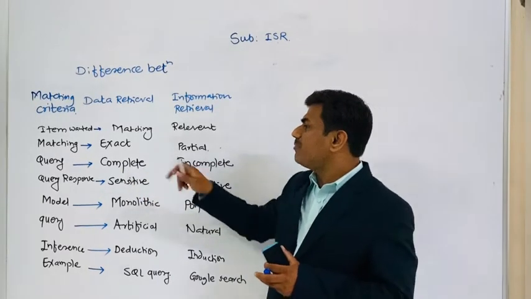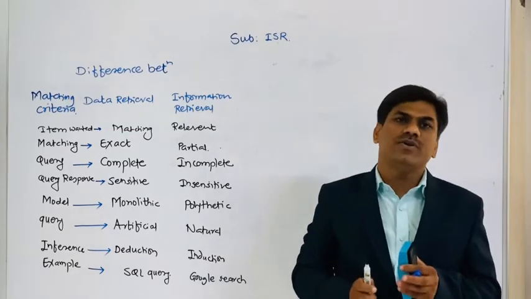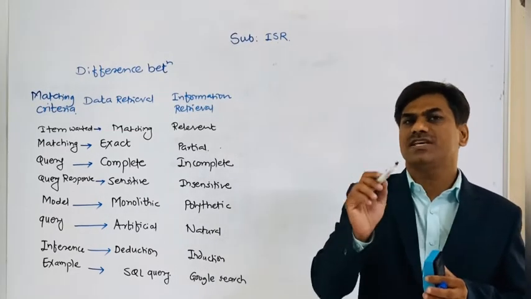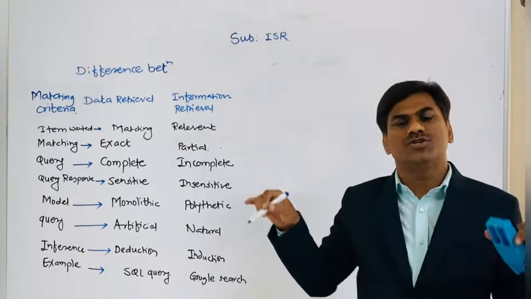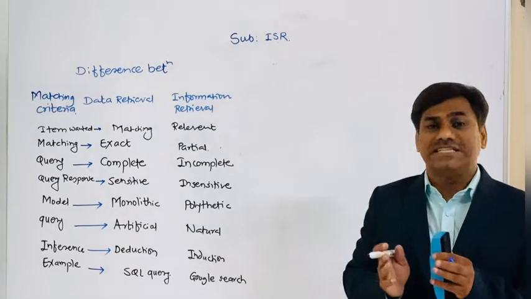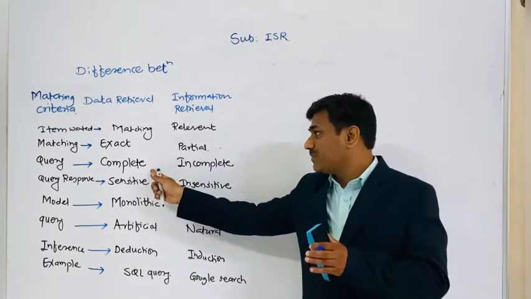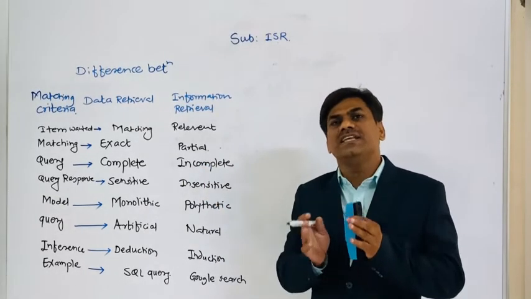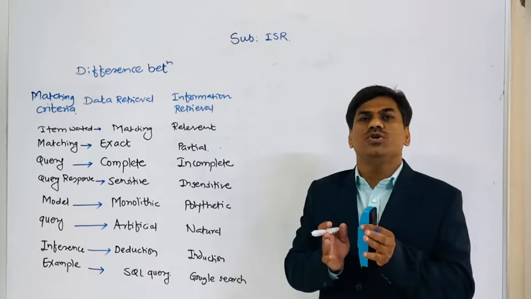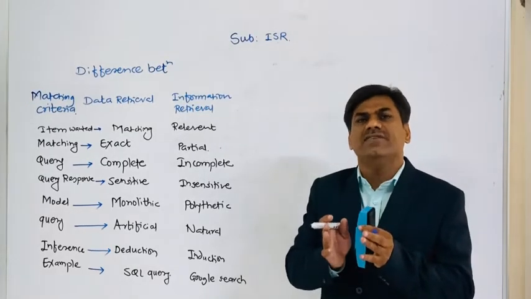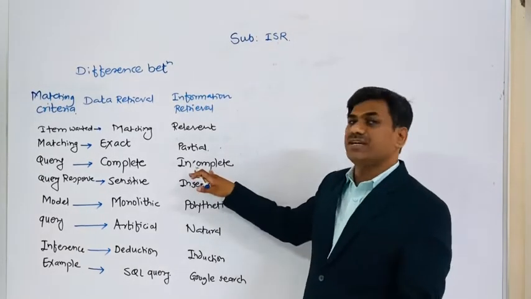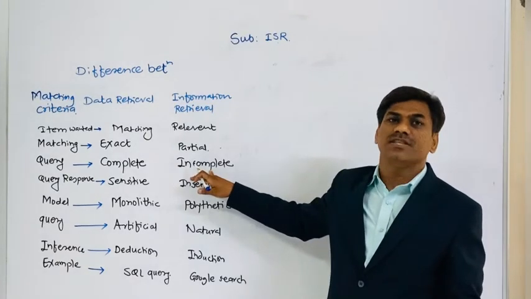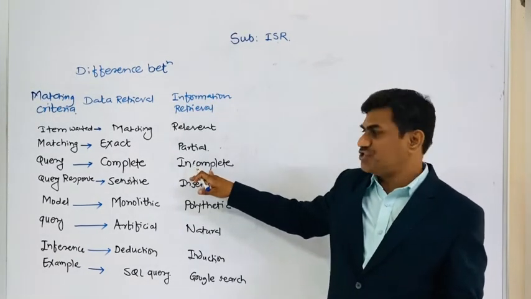I will take an example here. In SQL, when we fire a query, that query is select star from table name, and some attributes we are giving in the condition. What is it? It is nothing but a complete query. But in information retrieval, if your query is incomplete, then also you will get at least a somewhat relevant answer. So it is not mandatory for the user to fire a complete query to any search engine.